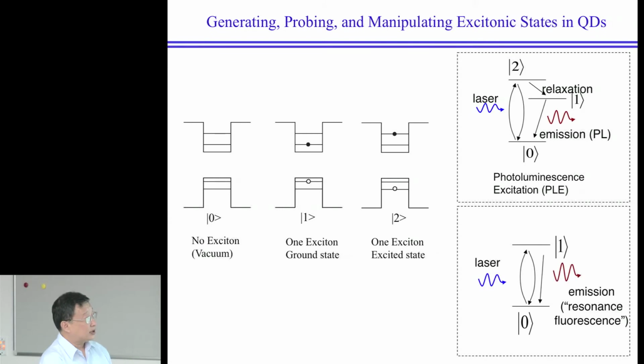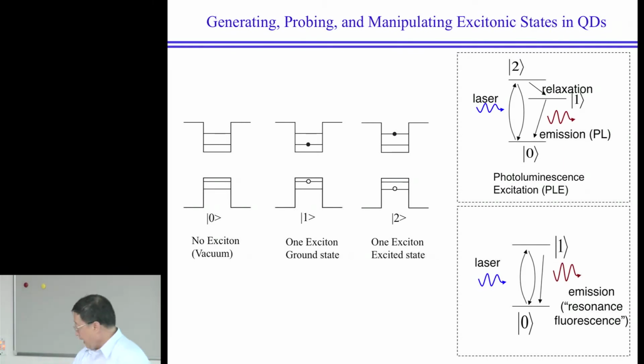This would be the exciton ground state. Then you can excite it to the continuum, or you can make an excitation between these two. And once you create that, before it radiatively relaxes over here, it will drop to this state and then emit the light coming out. Okay, and that is what we usually call photoluminescence excitation.